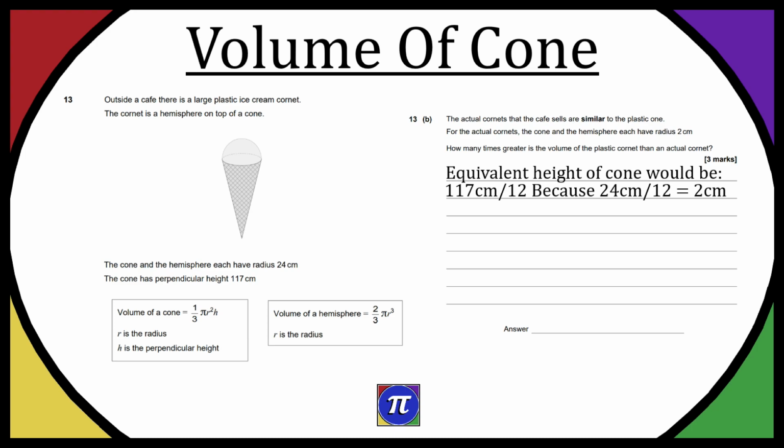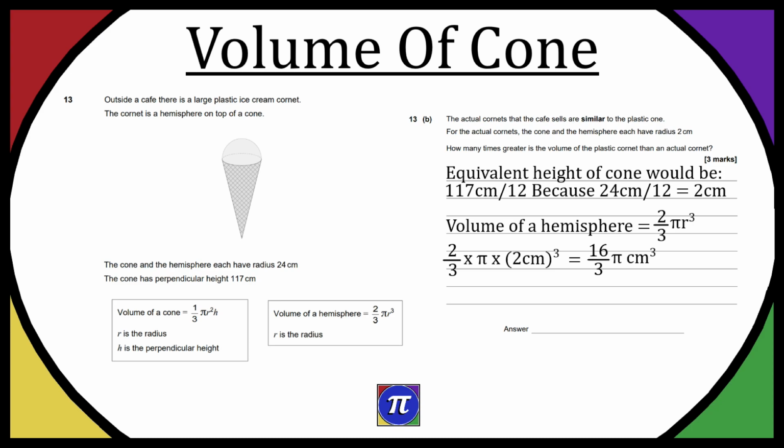So let's work out the volume of the smaller cornet, and we'll do a similar method to before. So we'll work out the volume of the hemisphere and then the volume of the cone. So the volume of the hemisphere of the smaller cone will be 2 over 3 times pi r cubed. Subbing in our values, that will just be 2 over 3 times pi times 2 centimeters cubed. That's going to be equal to 16 over 3 pi centimeters cubed.